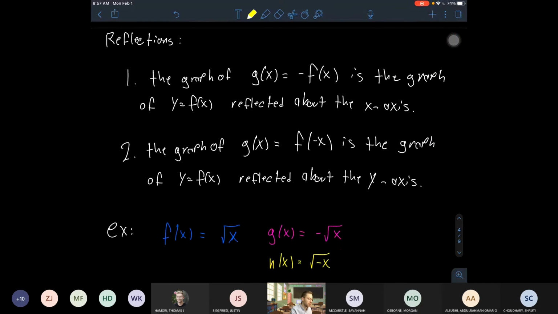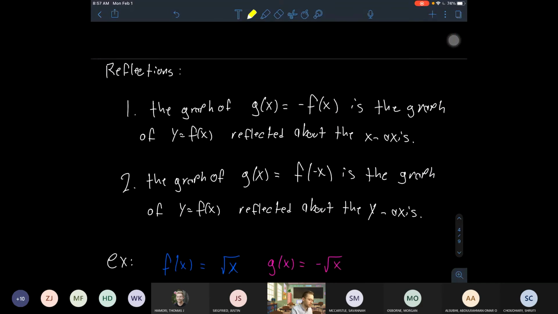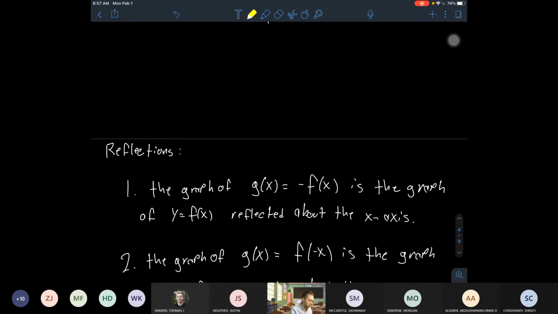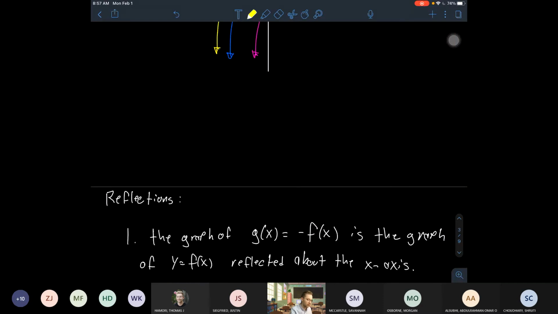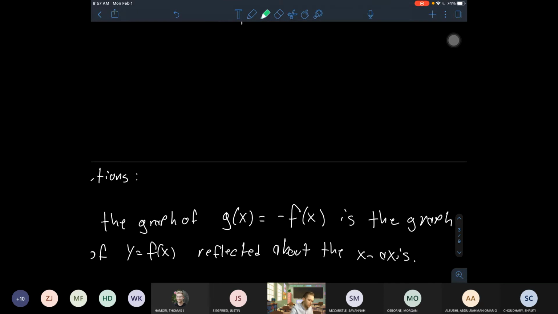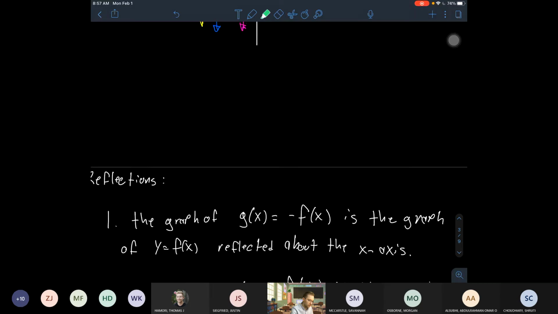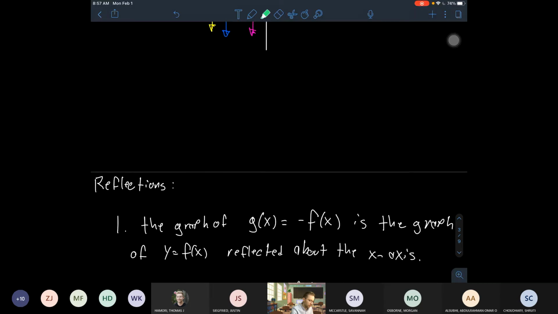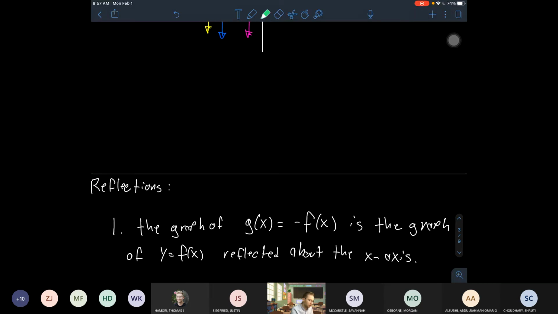All right, so now we're going to talk about reflections. Let's just start with number 1. What does number 1 say? I just want to focus on this one first. Say we take f of x and we just add a minus sign out front. Well, what is that going to do?